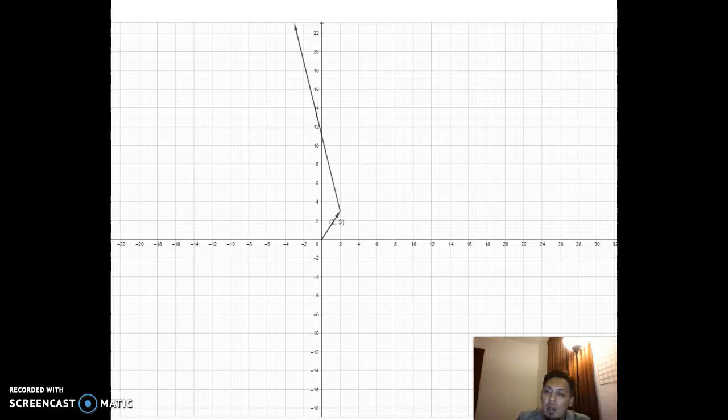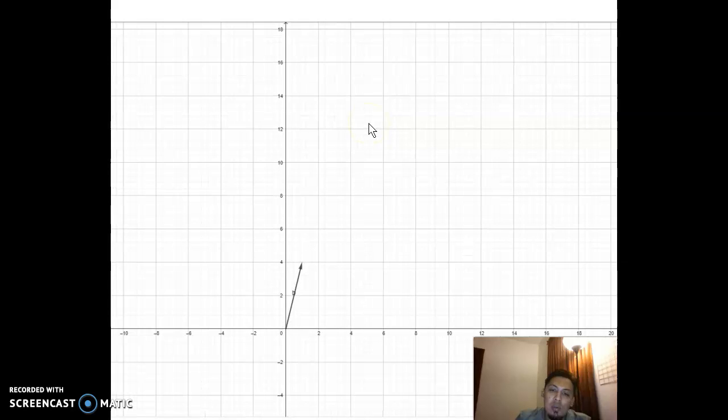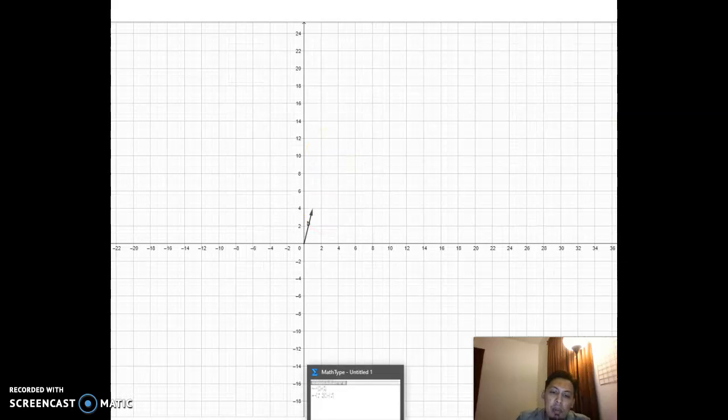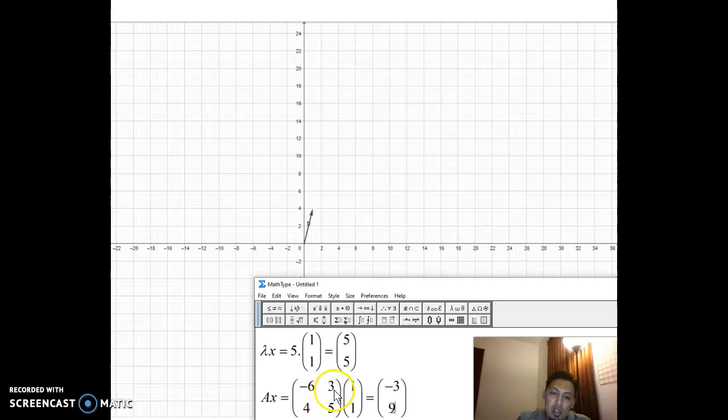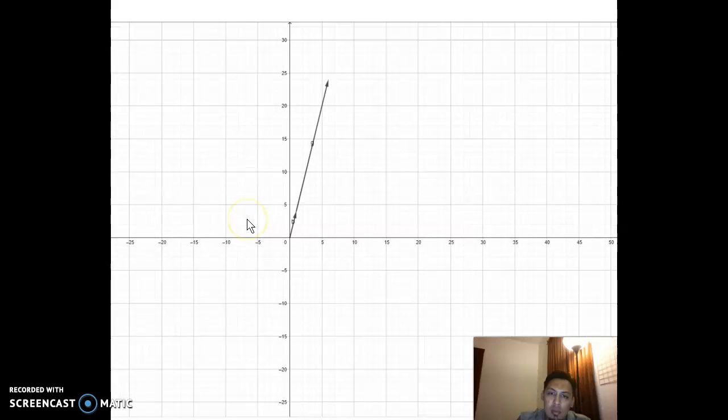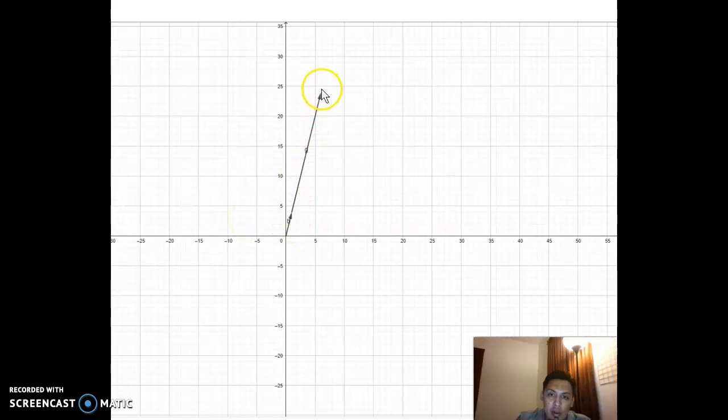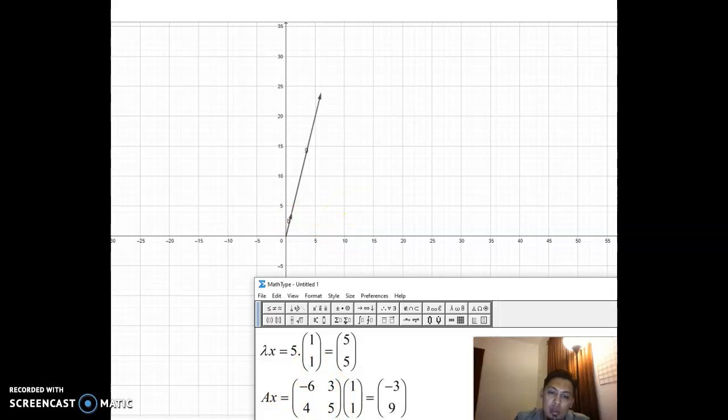Okay, so let's move to the other one, which is 1, 4. Let's look at this one and try to multiply it with this matrix. Negative 6, 3, 4, 5. What should you get? So when I look at it graphically, this is how it looks like. It expands in the same line. So basically we can say that 1, 4 is the eigenvector for this matrix.